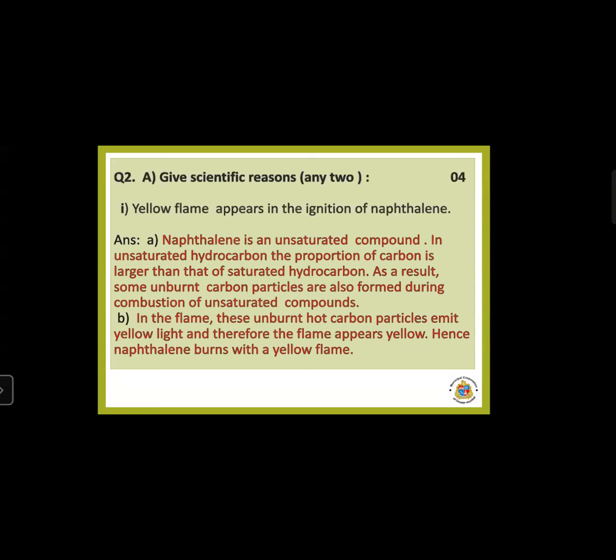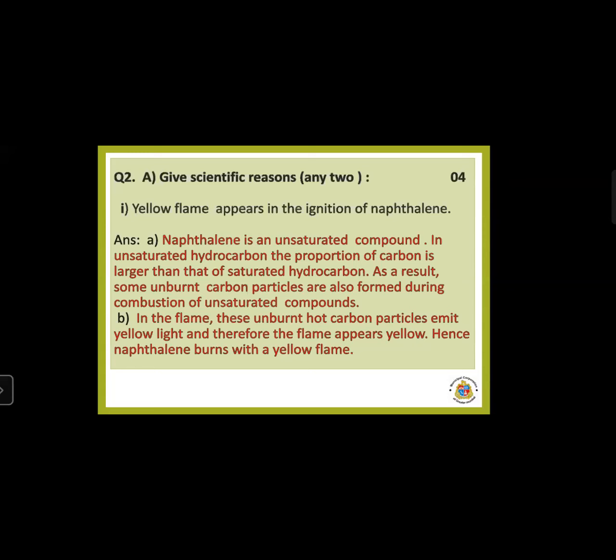As a result, some unburnt carbon particles are also formed during combustion of unsaturated compounds. In the flame, these unburnt hot carbon particles emit yellow light, and therefore the flame appears yellow. Hence, naphthalene burns with a yellow flame.